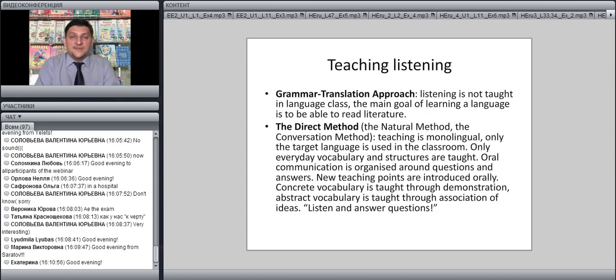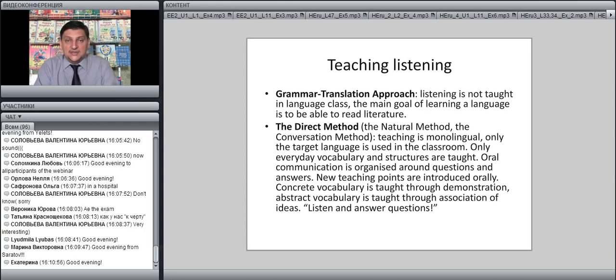When you look at the role of listening in different approaches, you will see that it has varied greatly across the years. When you look at grammar translation approach, for example, you will see that listening was not taught in the classroom at all, because the main function of the grammar translation approach was to teach students to read literature, mainly in ancient Greek and in Latin.